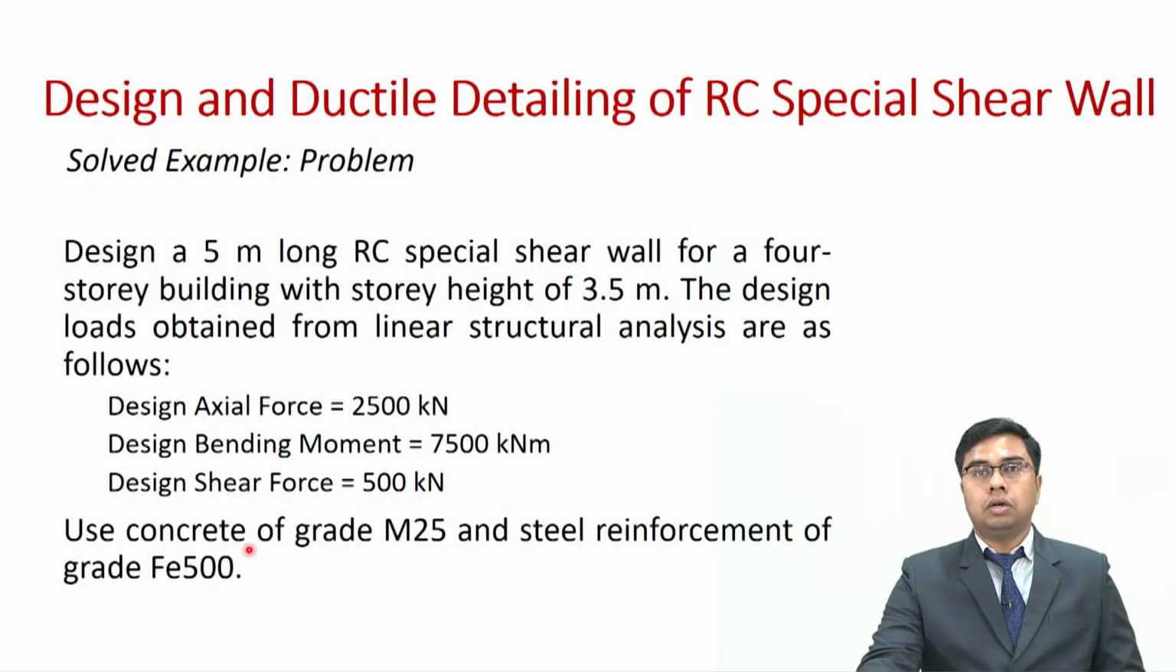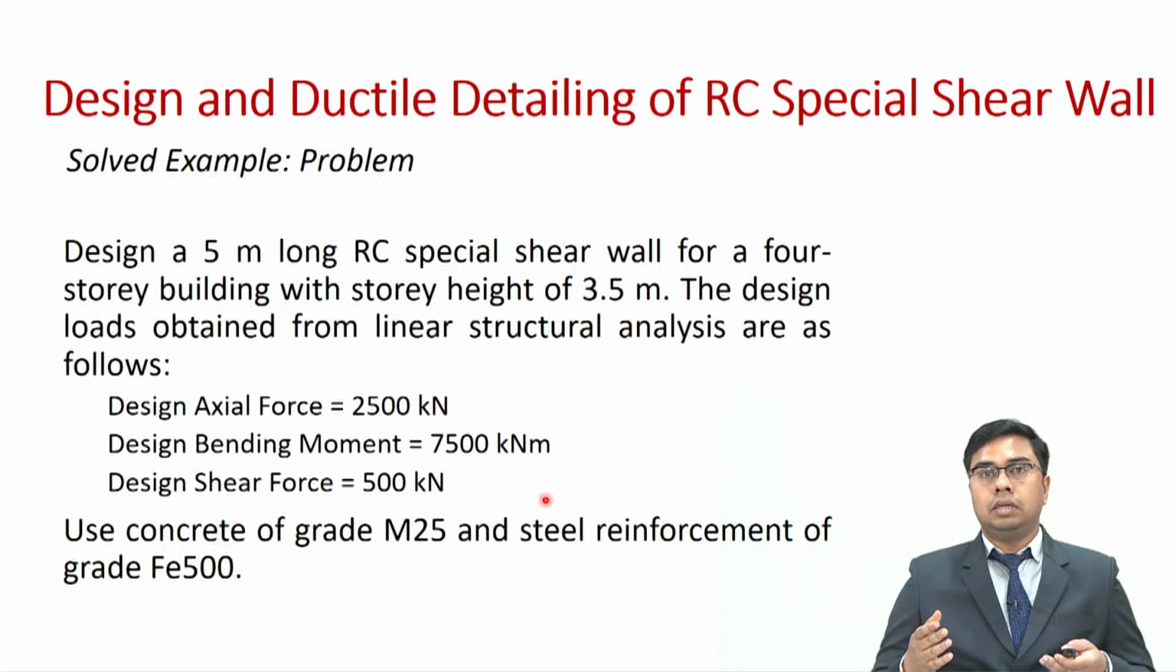We need to use concrete of M25 grade and steel reinforcement of Fe 500 grade. So, we are aware of the material properties. We are also aware of the geometry of the special shear wall, except the thickness, which we shall assume. We are aware of the design loads. Typically, a special shear wall will resist through 3 actions: axial force, bending moment and shear force. So, all of the 3 are given over here. Let us try to solve the problem.